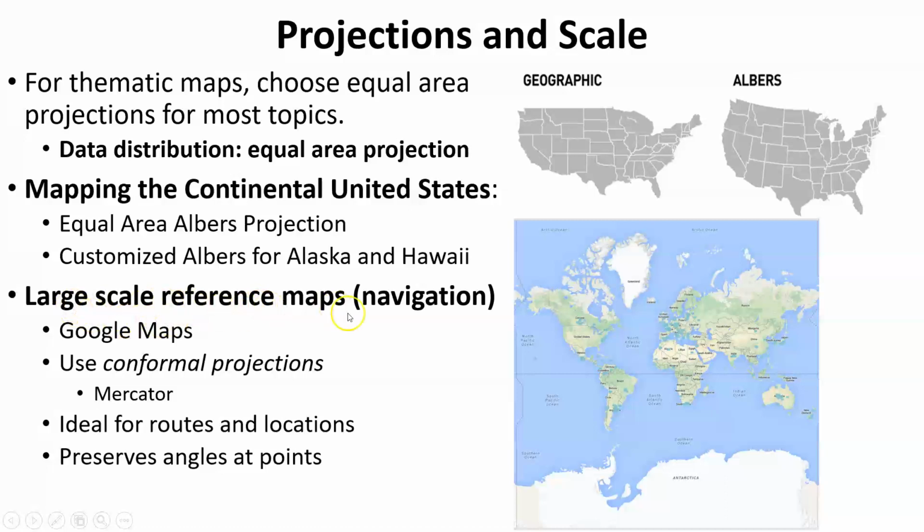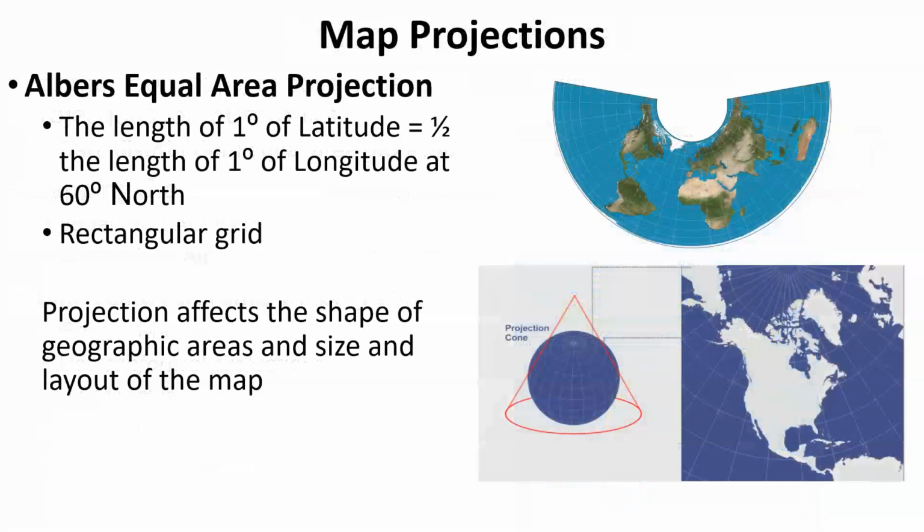If we are focusing on the world, then we have other options. The Mercator is one of the most common, especially for navigation. But if we're creating a thematic map, we could use a different projection for the world as well. Let's look briefly at the Albers equal area. So you can see why this projection would be more ideal for the United States. It's more accurate for northern latitudes.